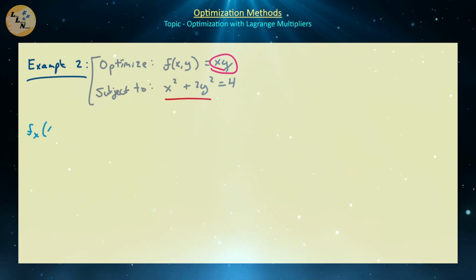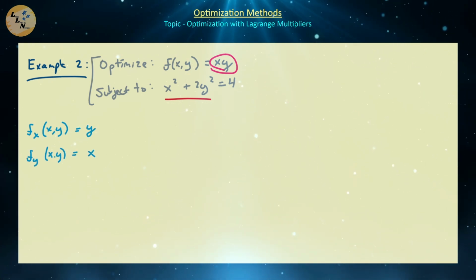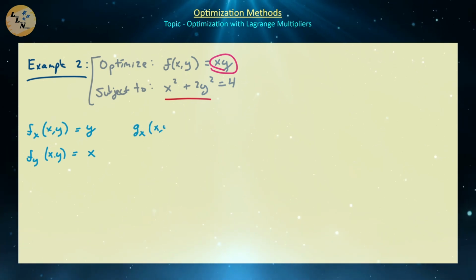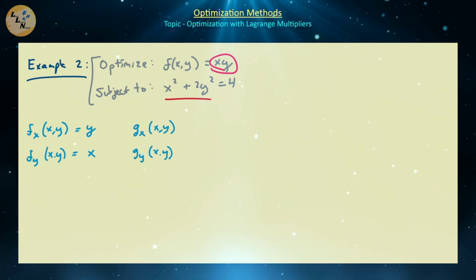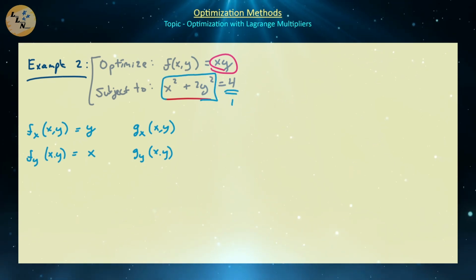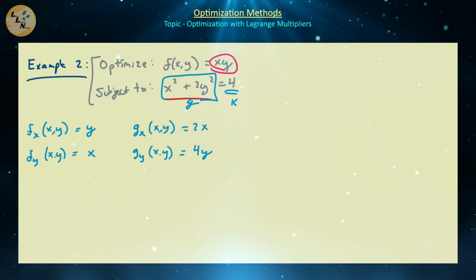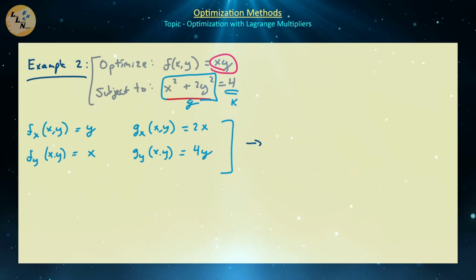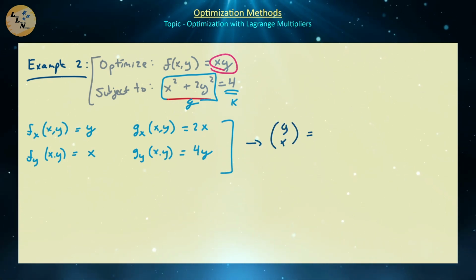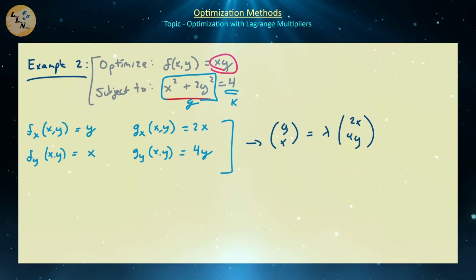So the partial derivative with respect to x of xy, that's going to be coming out to y. And the partial derivative with respect to y of xy, that's just going to come out to x. The partial derivatives of g with respect to x and y: keep in mind, this function is set equal to a constant, so that's our k and that's our g. That's going to come out to what? So that's going to be 2x. And the partial derivative with respect to y, that's just going to be equal to 4y. So from these sets of equations, we have the gradient f equals lambda gradient g equation: (y, x) is equal to lambda (2x, 4y).